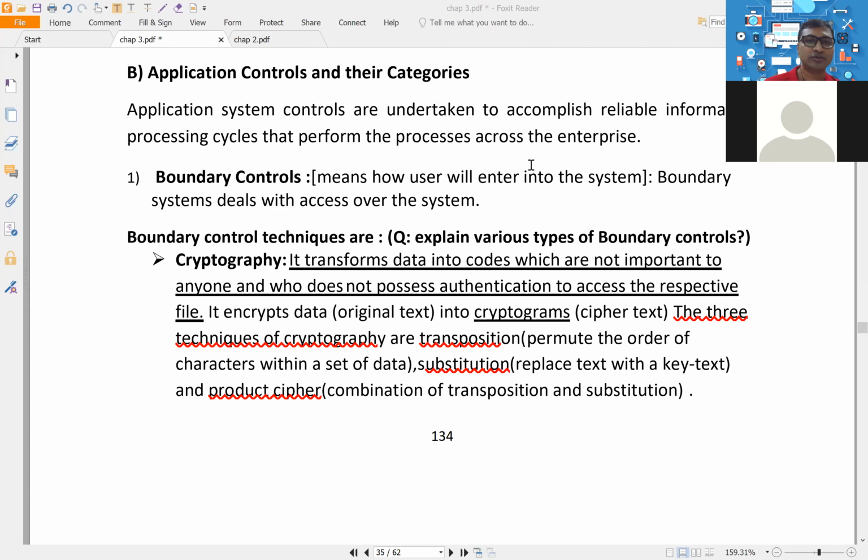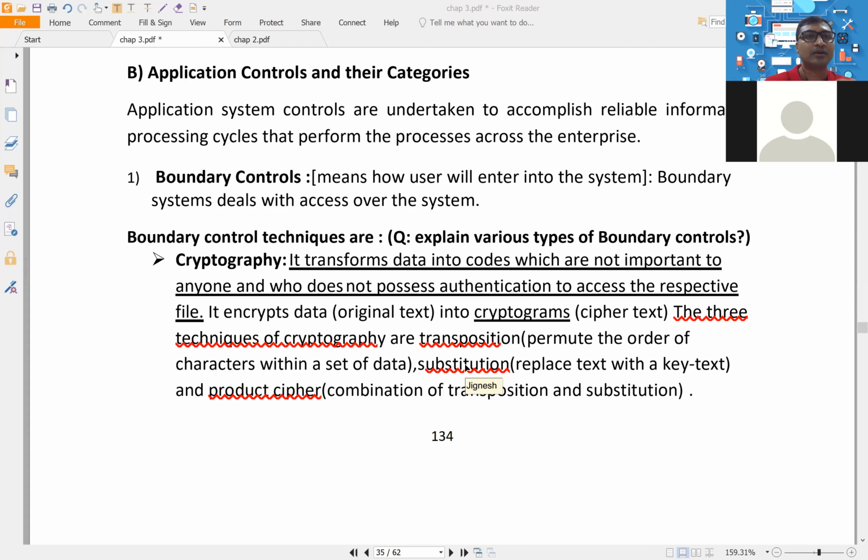Okay, boundary controls are one of the easiest. Cryptography is nothing but encryption decryption concept, which we have already learned. Here also there are 3 methods. You can see transposition, substitution, and product cipher. I have explained you with example. Transposition is nothing but changing the position. Substitution is nothing but sending something else instead of something else.